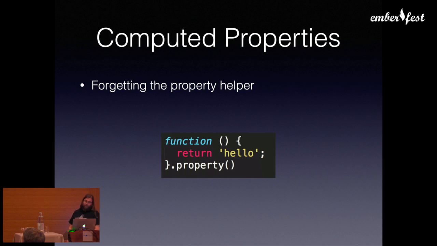So, computed properties. Often people forget the .property() helper, function.property at the end, and that leads to you outputting a function in the view. That's something that people hit quite a lot.